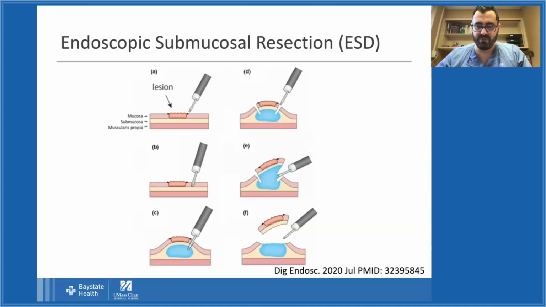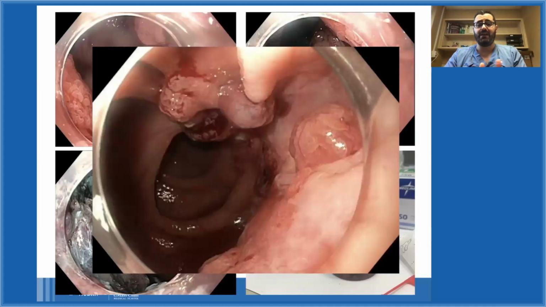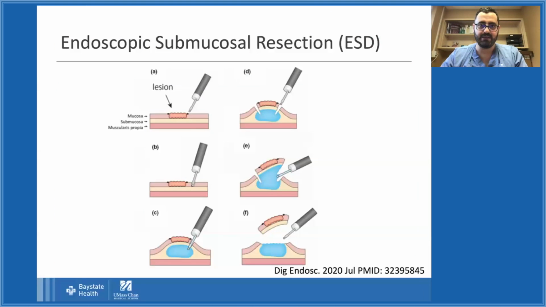So now I'm gonna move on. So as you can see, EMR, great technique, takes a short time unless the polyp is massive like this one. Pretty safe. The recurrence rate can be high. And now I'm gonna move on to the second technique. And this is an endoscopic submucosal. This is a typo. It should be dissection, not resection.